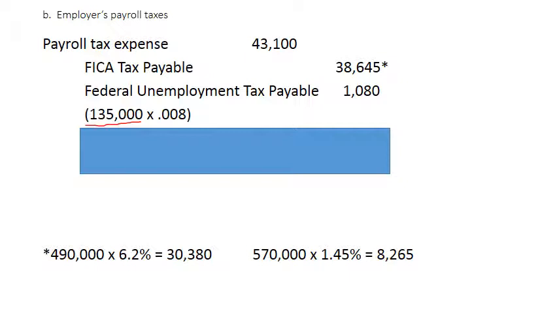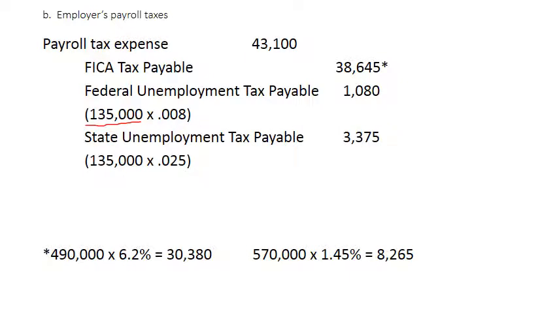And then the state unemployment tax. Sometimes this is abbreviated FUTA, F-U-T-A, Federal Unemployment Tax Act. And sometimes the state unemployment is SUTA, State Unemployment Tax Act. The state rate, they said, was 2.5% because they had very few people they were putting through unemployment, so they had a very good rate. So that was the same $135,000, and it's times 0.025 because that's 2.5%. Okay, and so these three together, you just add those up to get your expense.